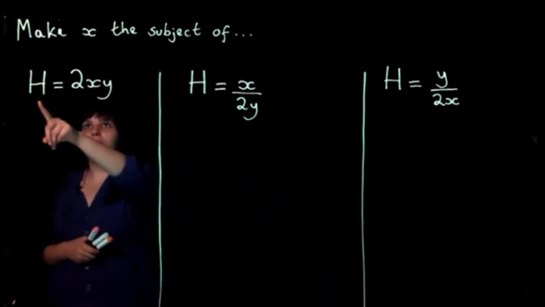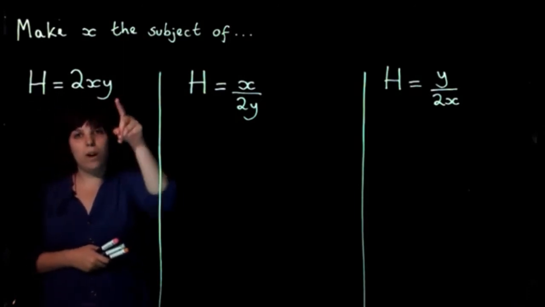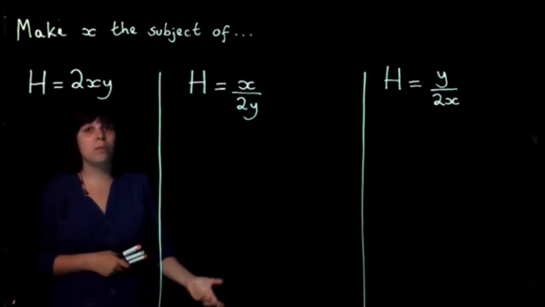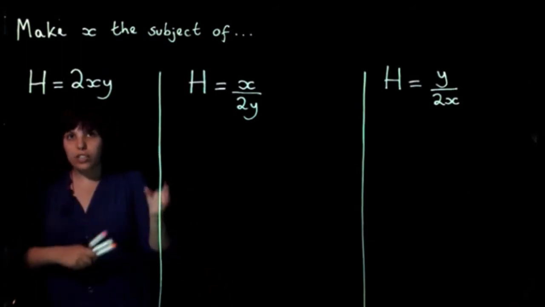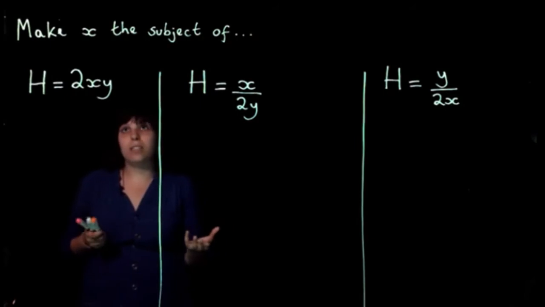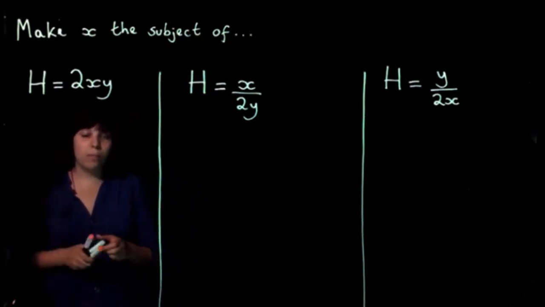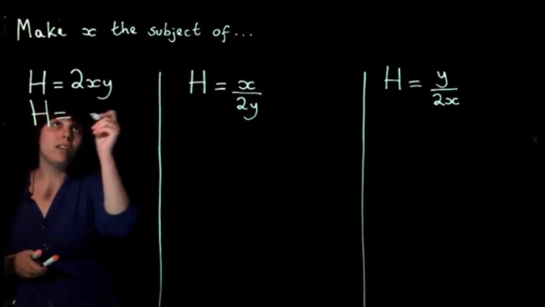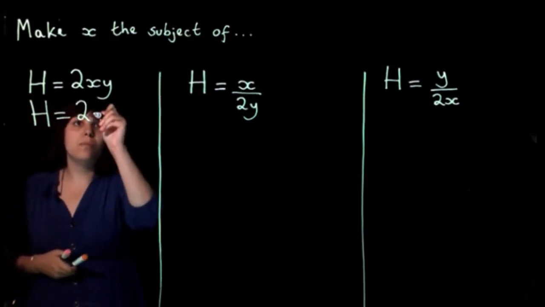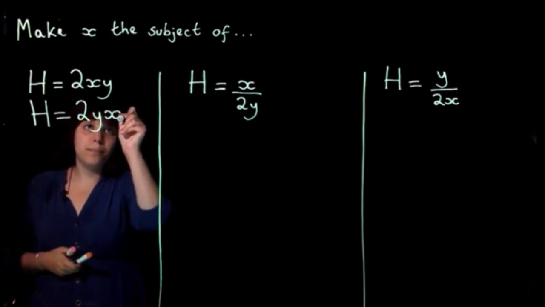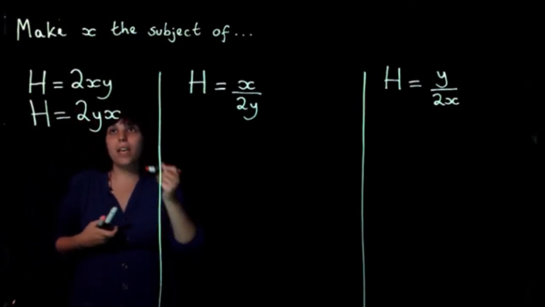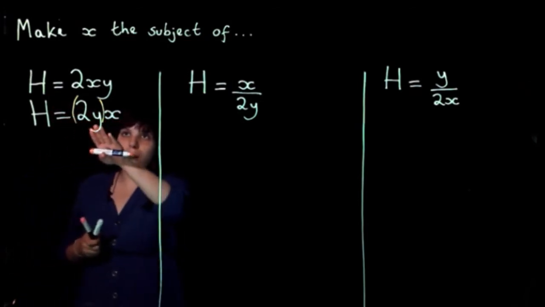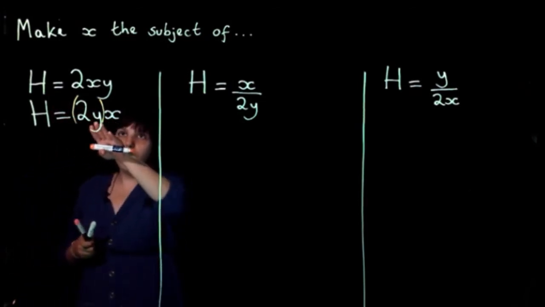So I need to look at this. Now I've got my h on this side and I've got 2xy on that side. Now 2xy is the same as 2 times x times y, and I know I can change the order of those to make it easier for myself. So I've got 2 times x times y at the moment, but actually it would be much easier to get my x on its own to have 2 times y times x. Because then what I can do is put the 2y in brackets, and that gives me 3 parts. So I've got my h, my 2y, and my x.